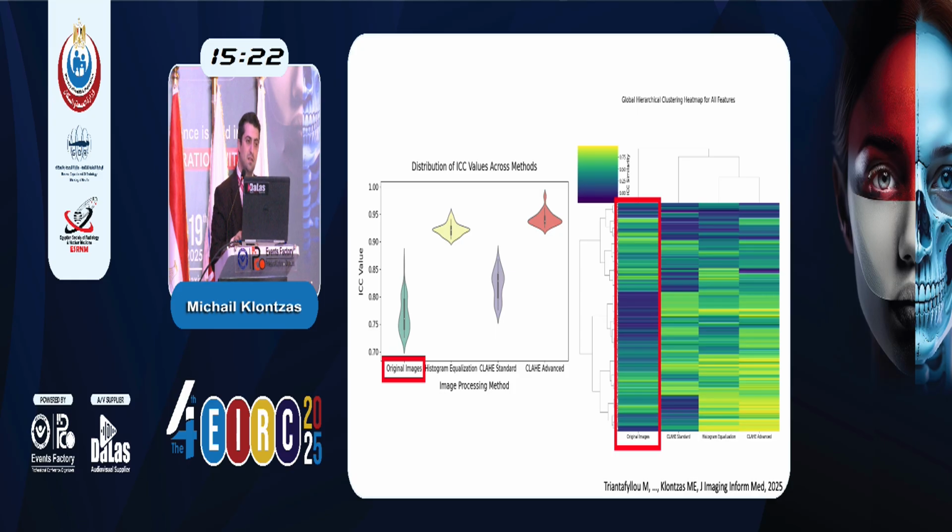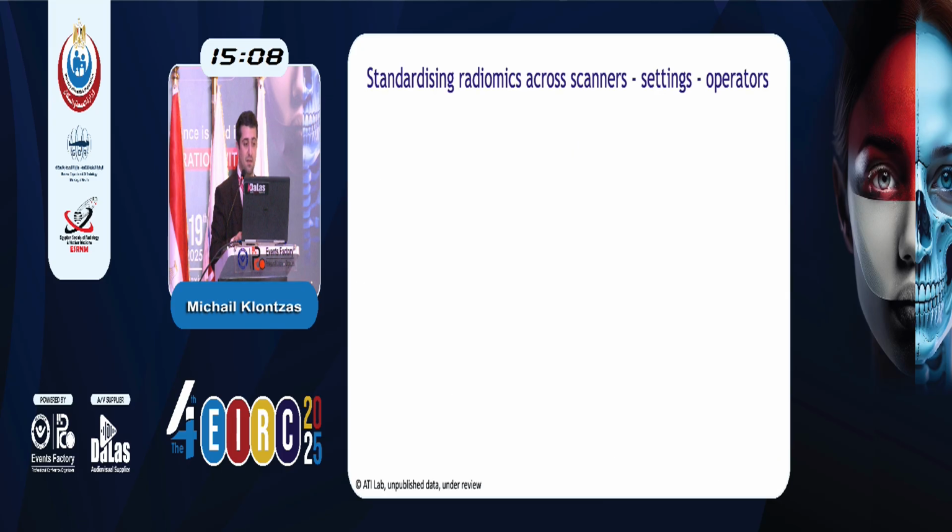Whereas if you start doing image harmonization, and especially with techniques like the Clay Advanced that you see here, you see that we significantly increase the intra-class correlation coefficient of the features. So processing of the image before we extract the data makes a significant difference.